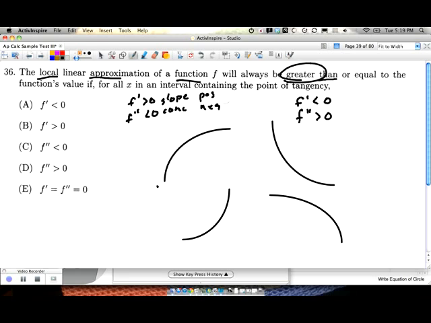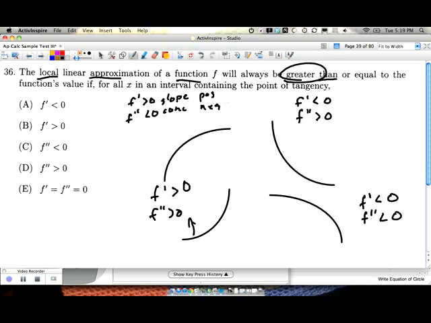And here, for this one, we have f prime is greater than 0. Why? Because the slope is positive. It's going up, up, up, just like that. F double prime is concave up, so therefore it's greater than 0 as well. And then this last one, we have a negative slope. F prime is less than 0, but it's concave down, so it's also less than 0 for the concavity there.